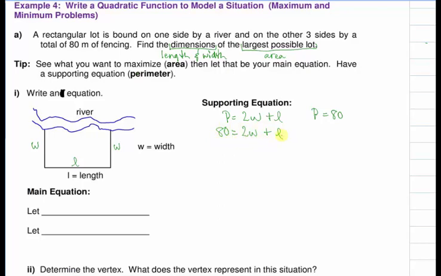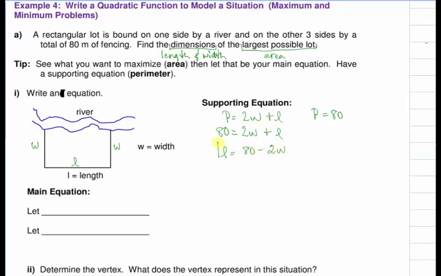Okay, the easiest one to isolate will be L. There's no coefficient in front of it, so it's very straightforward. All I have to do is move the 2w over to the other side of the equation to the left, and it becomes negative. And so I get that the length is equal to 80 minus 2w.